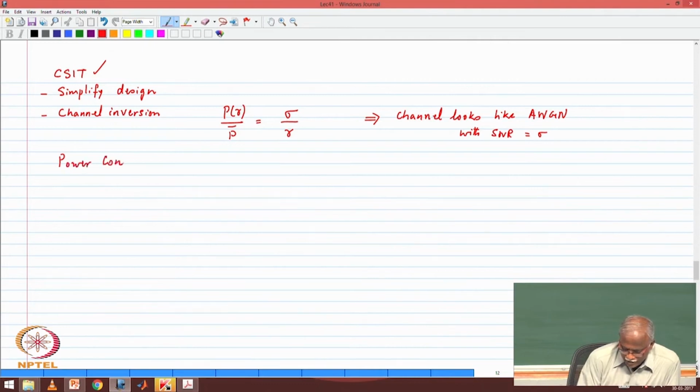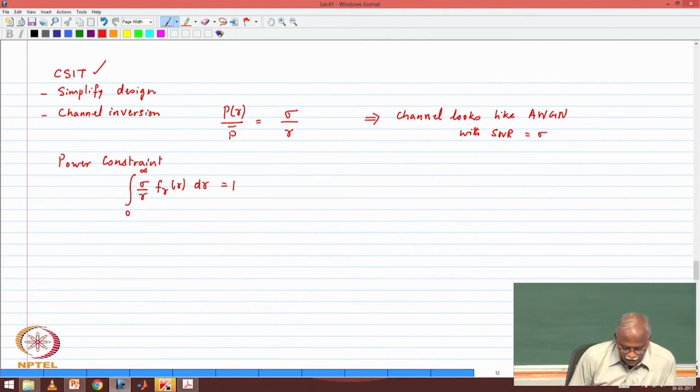So the power constraint that we now have to satisfy. There is an average power constraint because you're going to boost the power. So this basically says integral of sigma by gamma, that's P gamma by P bar, F gamma of gamma, d gamma, integral 0 to infinity, equal to 1. Okay?